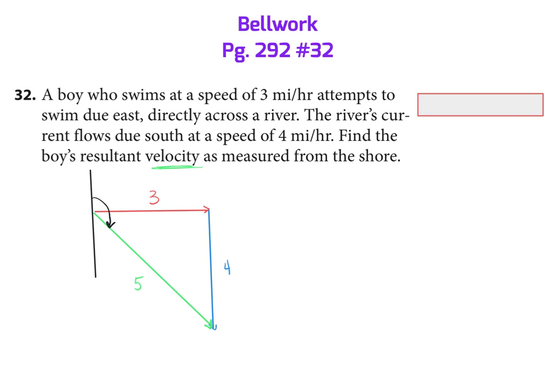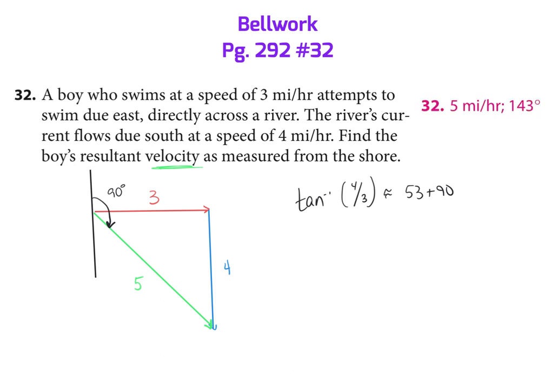Basic SOHCAHTOA is going to give me that little teeny tiny angle. We know that this guy here is 90. And so if I use any of them, inverse tangent. So if I said the inverse tangent then of 4 over 3, that's approximately 53? And then add my 90 to it. And that will give me both. He's going 5 miles an hour at 143 degrees.